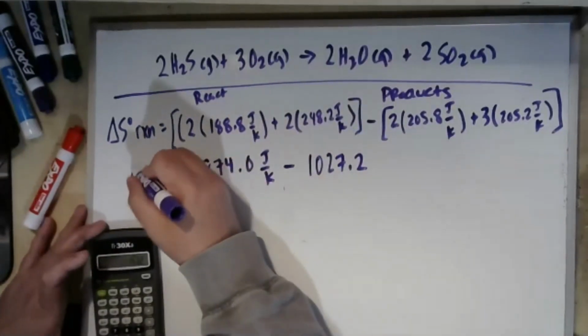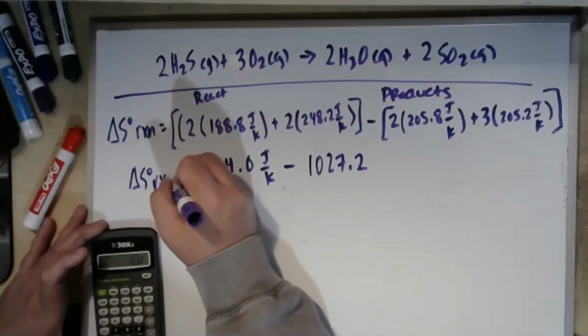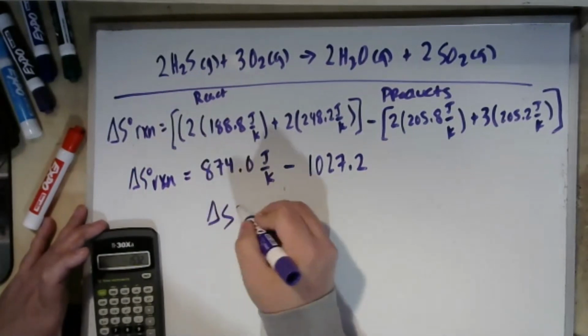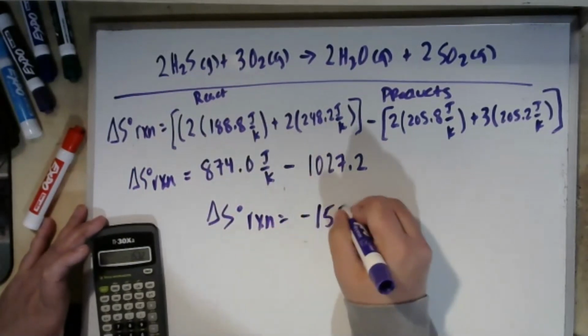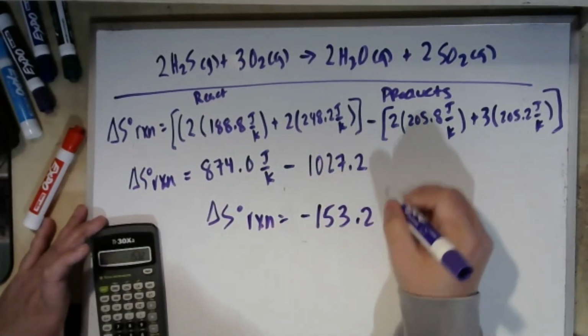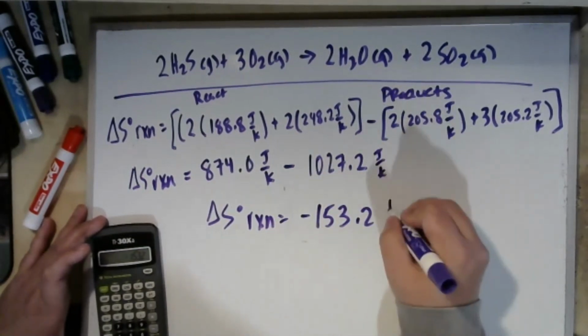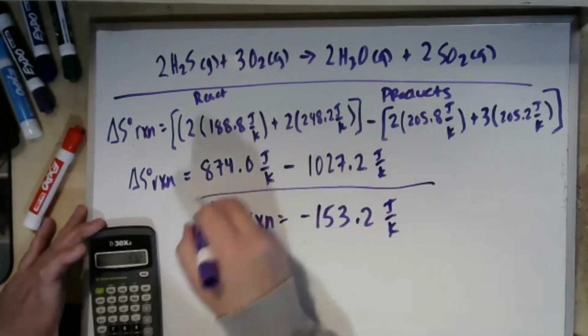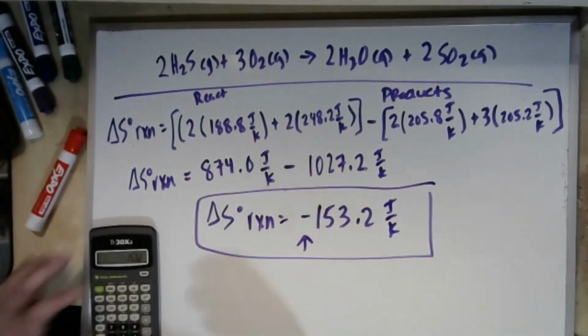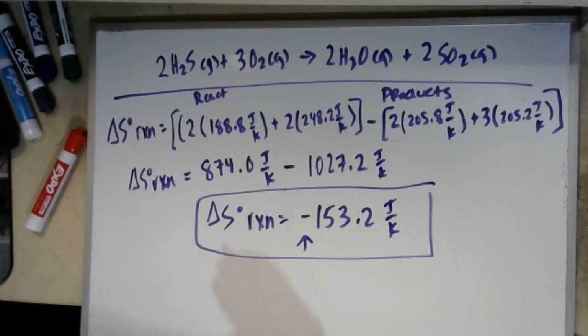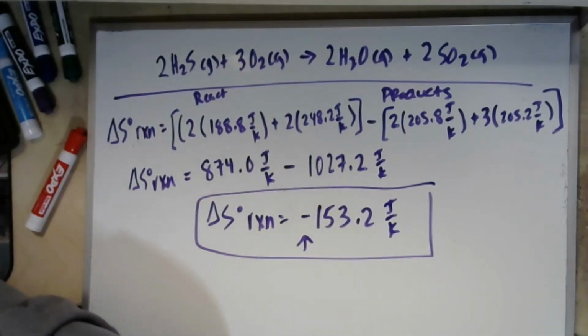so our delta S here is going to be negative 153.2 joules over Kelvin. And like we said, we expected that value to be negative because we're decreasing the moles of gas from the reactant side to the product side.